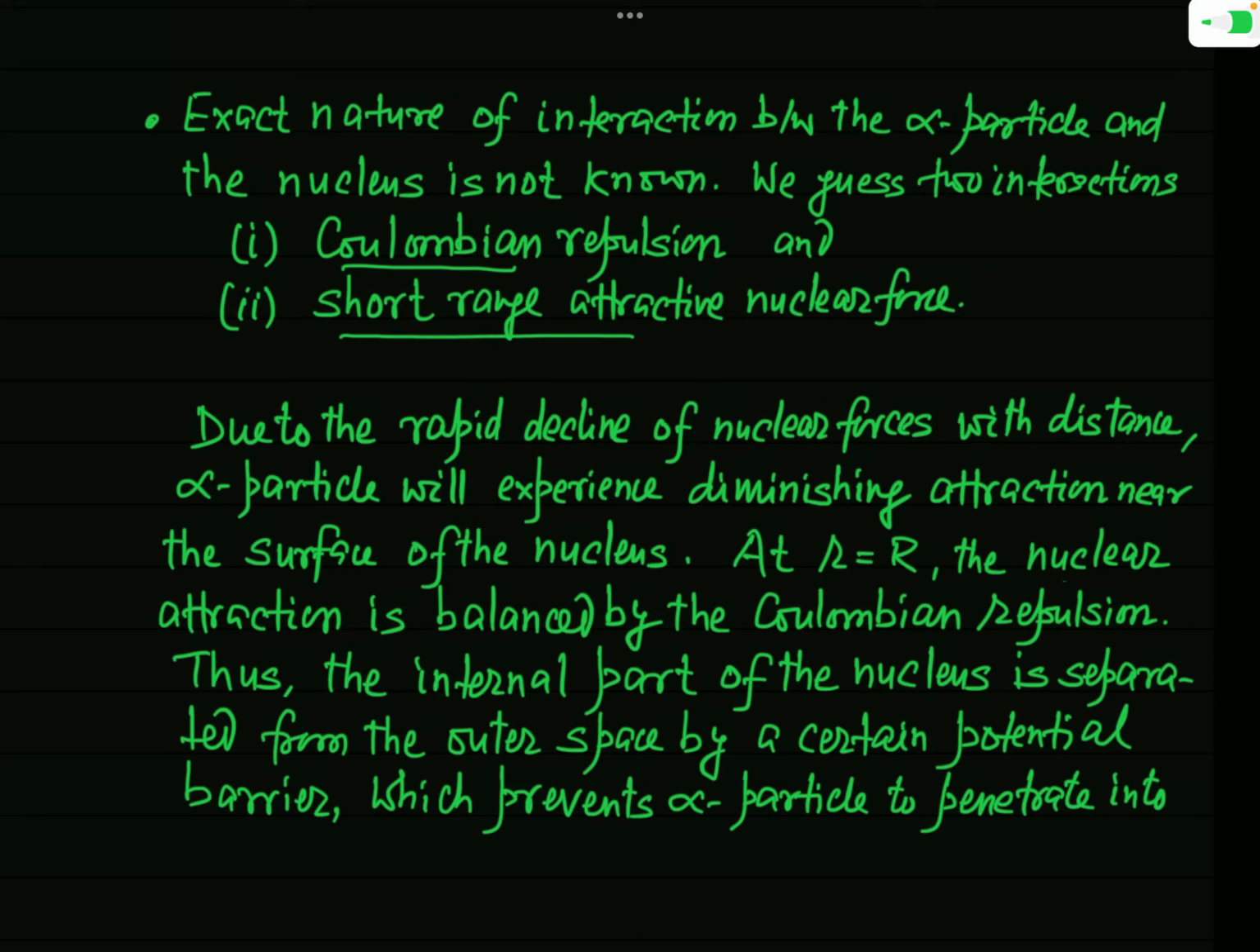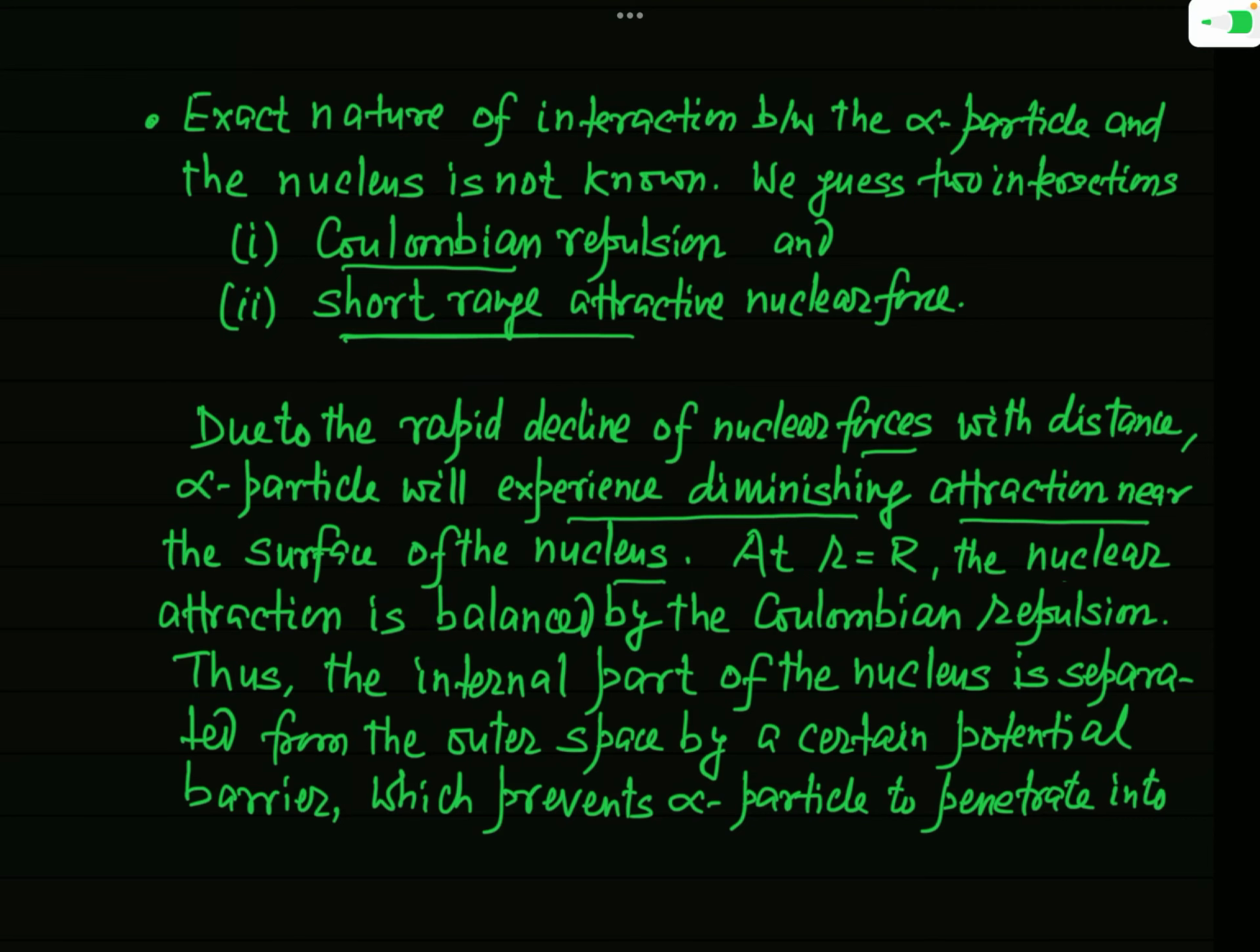Now, only when the alpha particle is very close to the nucleus will this attractive nuclear force be effective, because it is a short range force. But if the alpha particle is far apart from the nucleus, this force will be negligible, or you can say it will vanish. So due to the rapid decline of nuclear forces with distance, the alpha particle will experience diminishing attraction near the surface of the nucleus.